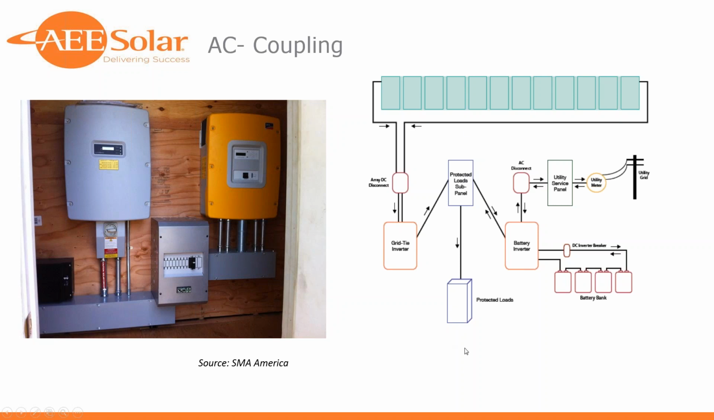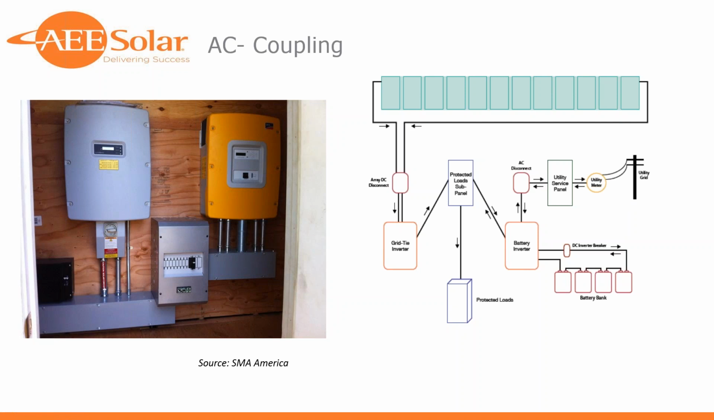Protected loads. Notice this is a one-way feed here. If we had a generator, this would be bidirectional. You've got a bidirectional flow here between the protected load subpanel and the battery inverter. The battery inverter is connected, of course, to the DC bus with the battery bank. Notice again, this is bidirectional, so it can invert from battery, or it can flow the other way and charge the batteries via the utility service or the PV inverter. An AC disconnect, utility service panel, utility meter. So this is a fairly standard AC coupled system.